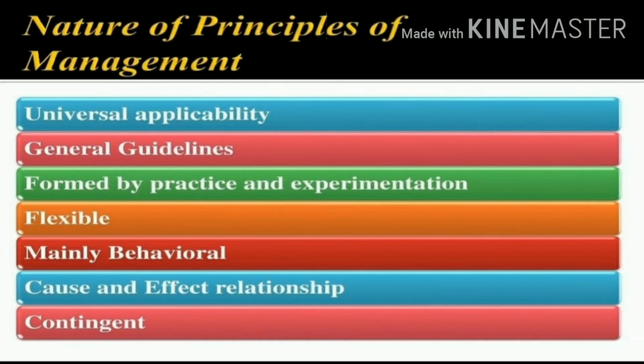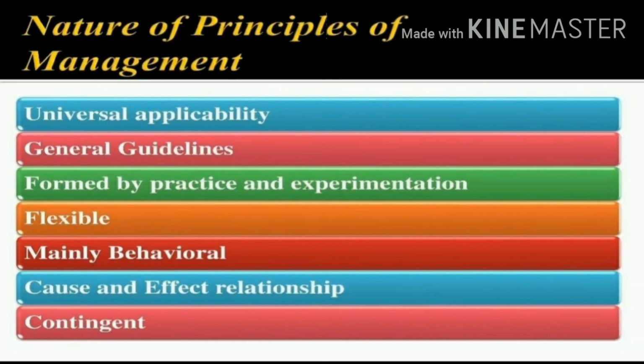The third point is formed by practice and experimentation. So what is practice and experimentation? They are derived through thought, experimentation and observation. That is called formed by practice and experimentation. The fourth point is flexible. So what is flexible? Principles are not rigid like science but are modified according to the business environment's needs. That is called flexible.